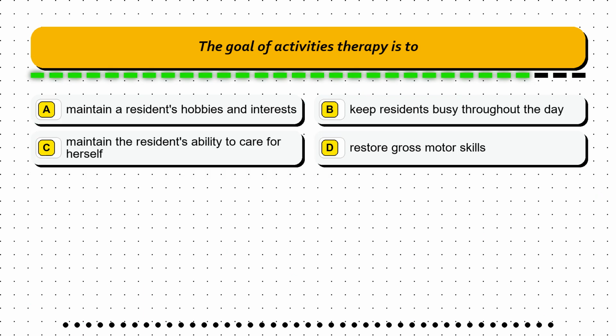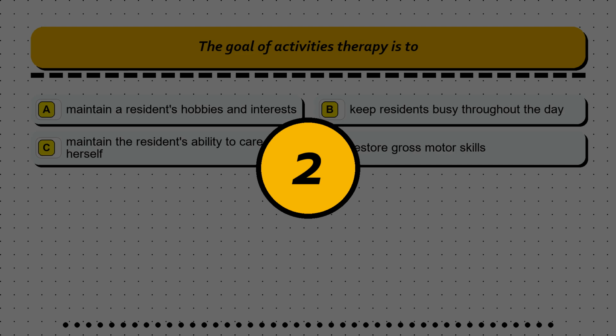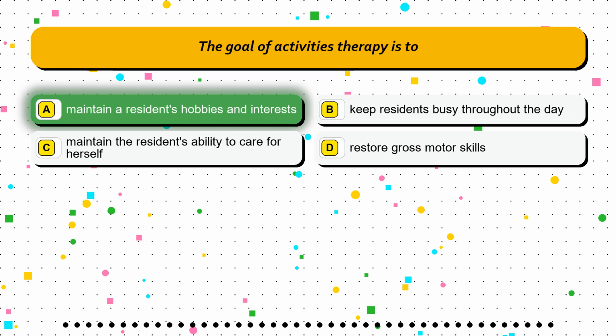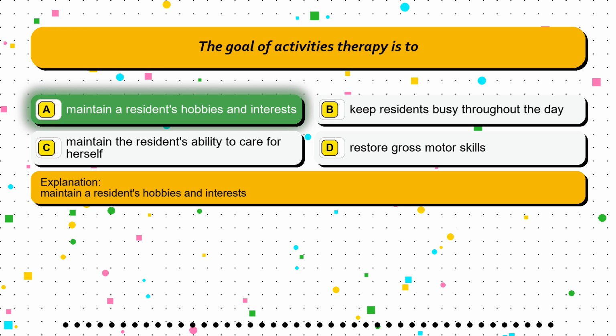Question 33. The goal of activities therapy is to: option A, maintain a resident's hobbies and interests. Option B, keep residents busy throughout the day. Option C, maintain the resident's ability to care for herself. Option D, restore gross motor skills. The correct answer is option A, maintain a resident's hobbies and interests.